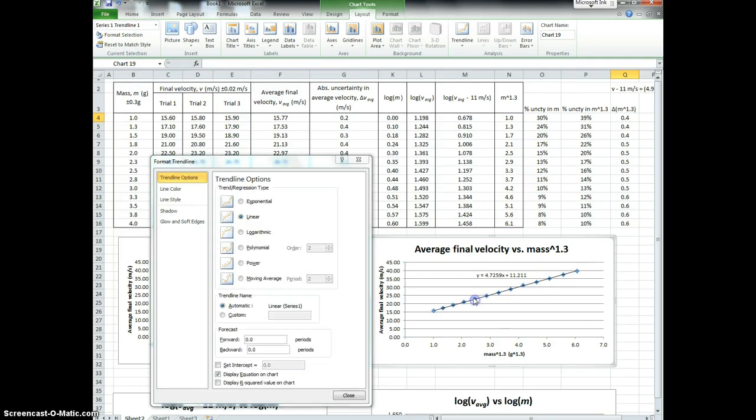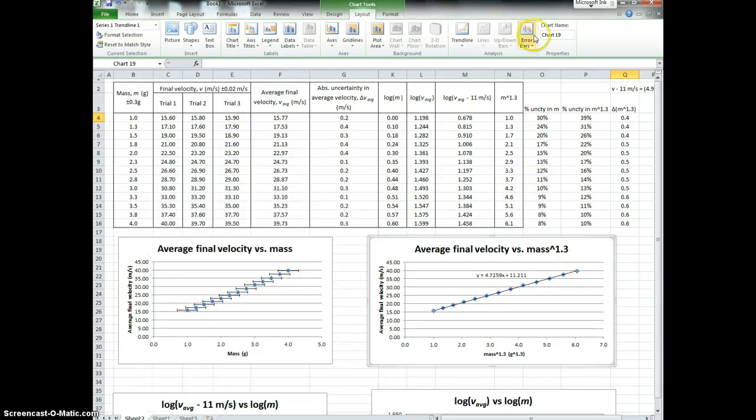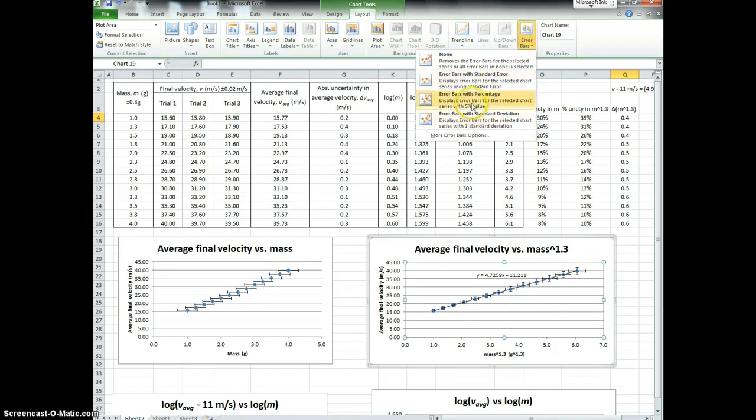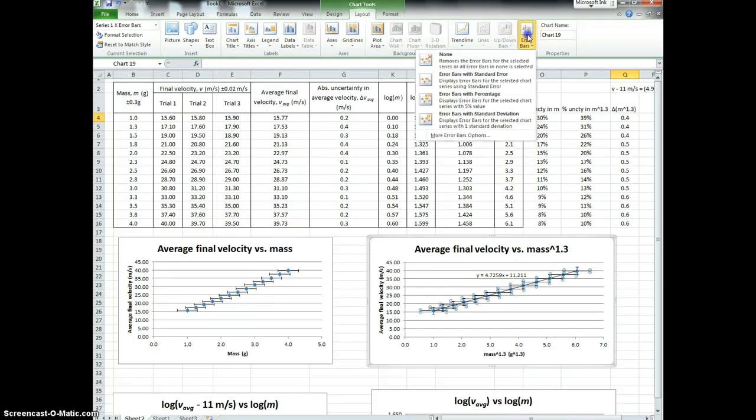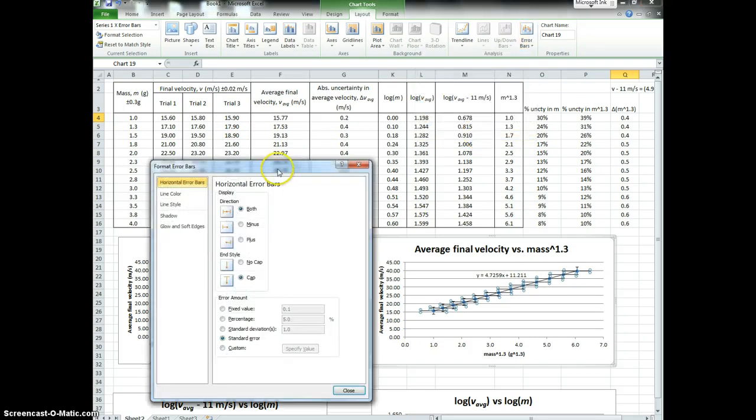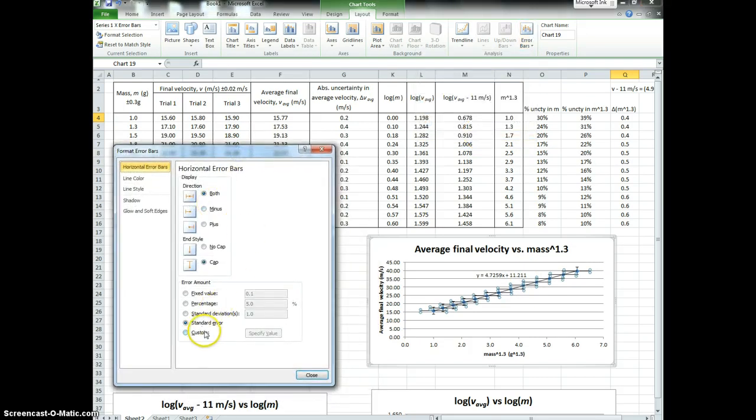Uh-oh, they're too small to see. So here's what I'm going to do. I'm going to add with percentage. And now they're really big. If that didn't work, I would just add some other thing, standard error. Now they're even bigger. So I can see them, I can click on them. More options. Horizontal is custom, right?